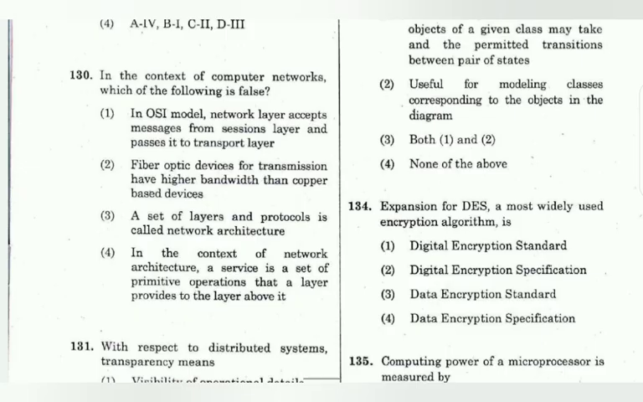And the fiber optic devices for transmission have higher bandwidth than copper based devices, which is correct. A set of layers and protocols is called network architecture, which is correct. And in network architecture, a service is a set of primitive operations that a layer provides to the layer above it. So it is also correct. So option 1 is the false one.